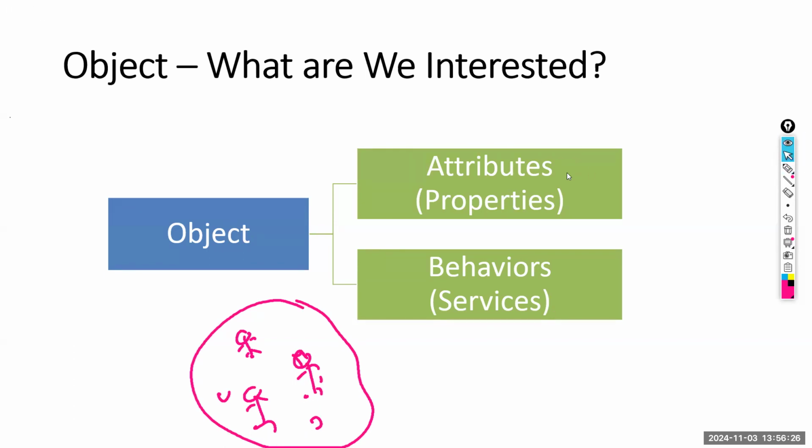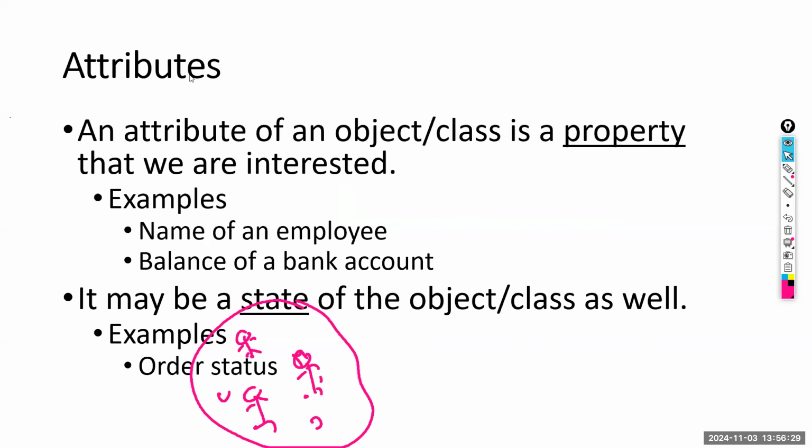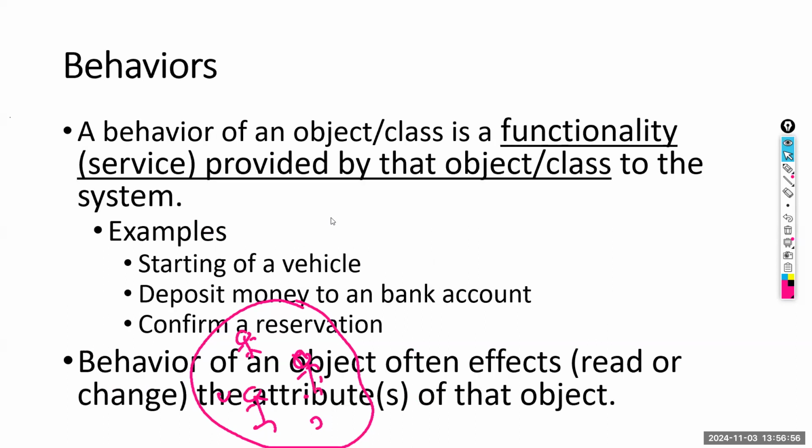Right. So what is meant by an attribute? An attribute is a property of an object, like the name of a student, the contact number of a student. Or it can be a state. If it is a bank account, whether it's active or suspended, those are also attributes. States are also attributes. Behaviors are functionalities or services that an object can provide.